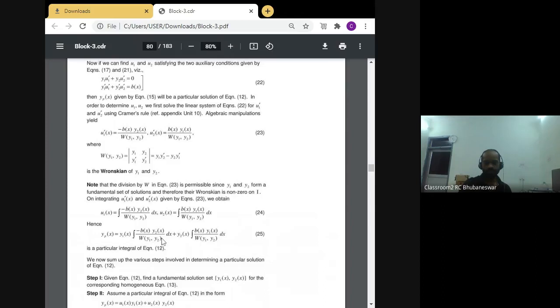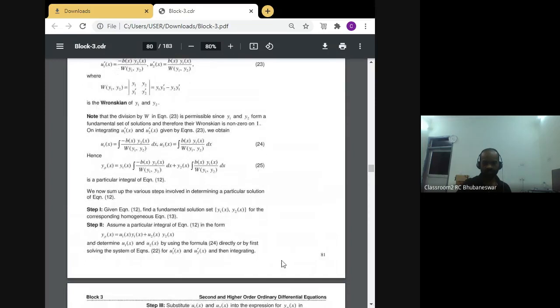in place of u1 we use the corresponding integral value, and in place of u2 we substitute the corresponding integral value. Then equation number 25 is the concrete formula to find the particular integral of a non-homogeneous differential equation. Later, the following steps are given on how we can find the solution to the differential equation. So again, let us focus on these two terms.